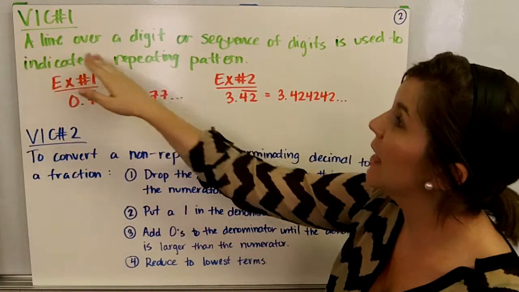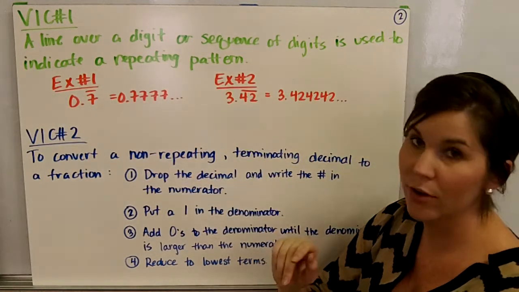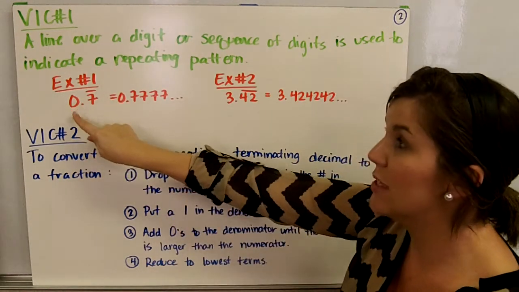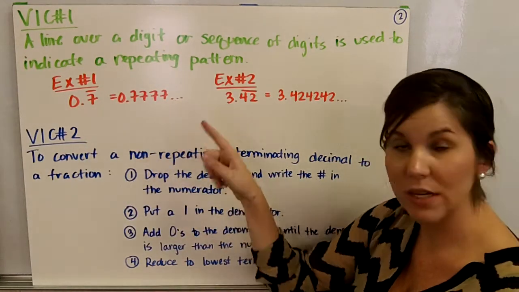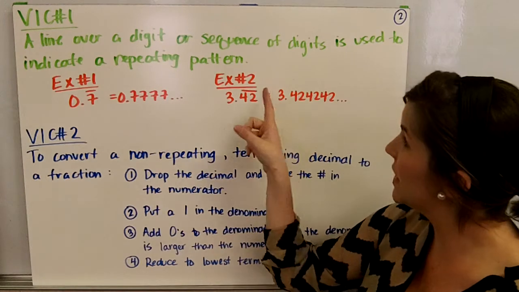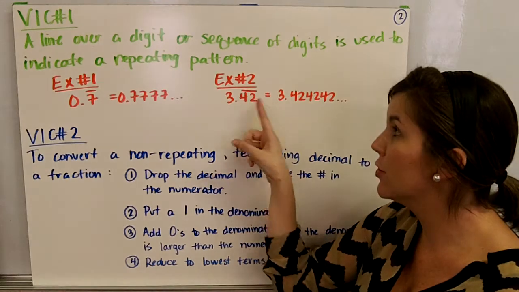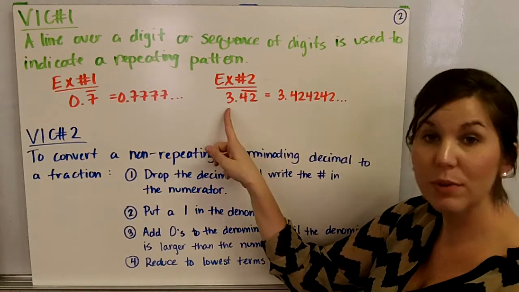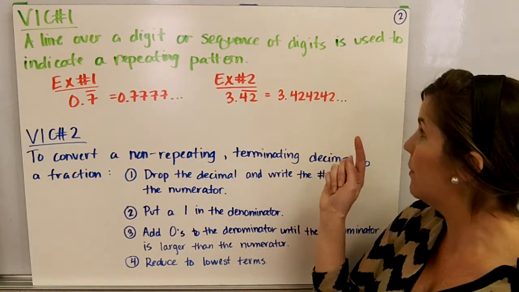Vocabulary number 1. A line over a digit or a sequence of digits is used to indicate a repeating pattern. We call that line a bar, a repeating bar. So 0.7 with a bar over the 7 means the 7 repeats. And these 3 dots are called an ellipsis. It just means it continues on, 7, 7, 7, 7, 7, 7, forever. Example number 2, 3.42, and the 4 and the 2 are both under the bar, which means that pattern repeats, 4, 2, 4, 2, 4, 2. Now the 3 is a whole number, and it's not under the bar, so the 3 stays the same.